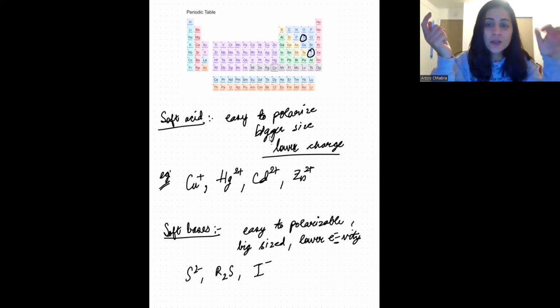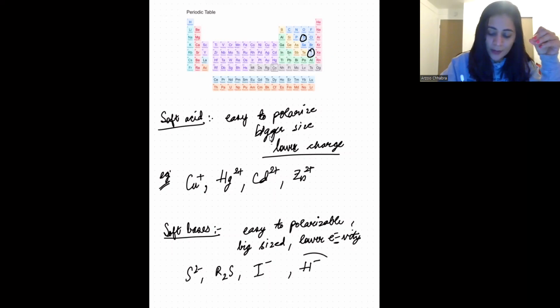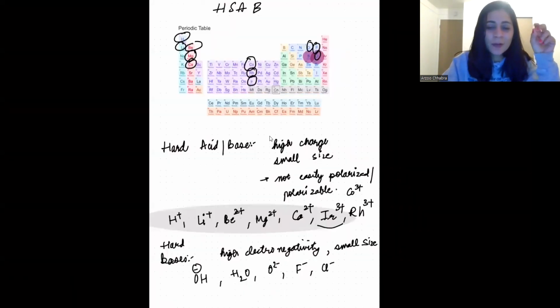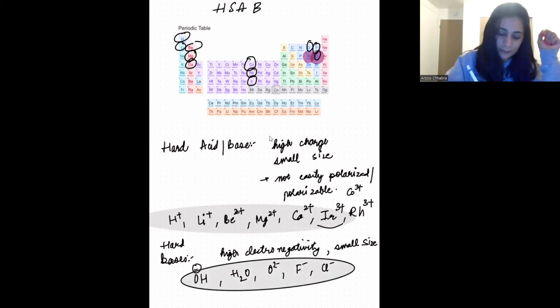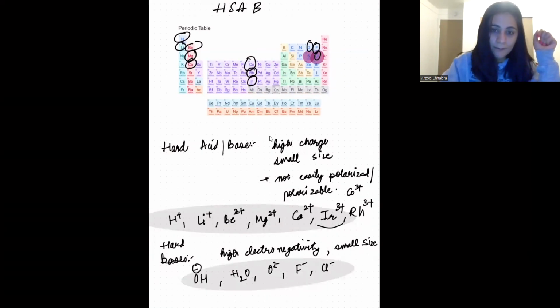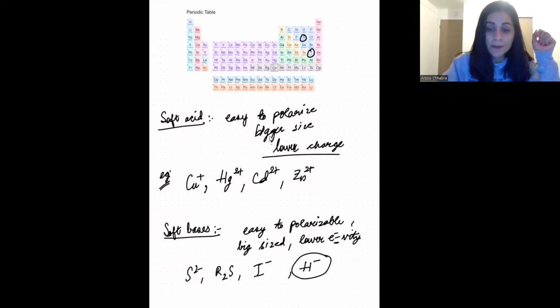The last thing that I do want to mention here is H minus, which is really important, I think. H minus is not that big in size, but it's very low electronegativity, right? And that's why it's considered a soft base. And it's kind of confusing because when we saw H plus, it was in the category of a hard acid. But H minus, it's important to remember, is in the category of soft bases.